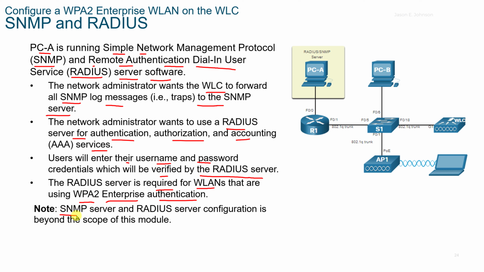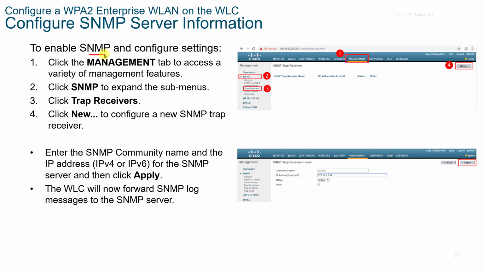And the note here is the SNMP server and the RADIUS server configuration is beyond the scope of this module, and we'll cover it a little bit in later modules and then in other classes. So to enable SNMP, we click Management. We then click SNMP. We click Trap Receivers. We click New to configure the new trap receiver. We enter the SNMP community name, the IPv4 address, and then click Apply. And then the controller will now forward SNMP log messages to the SNMP server.